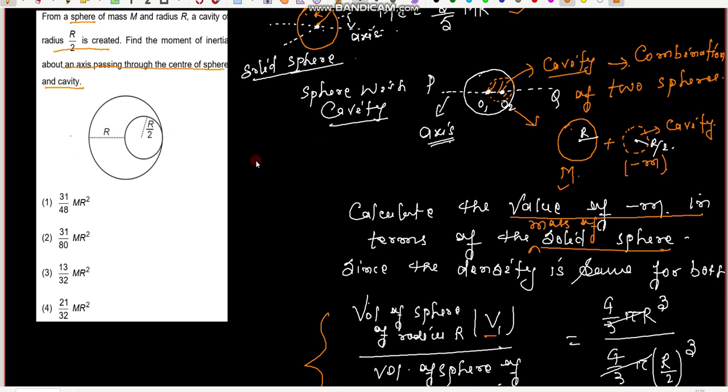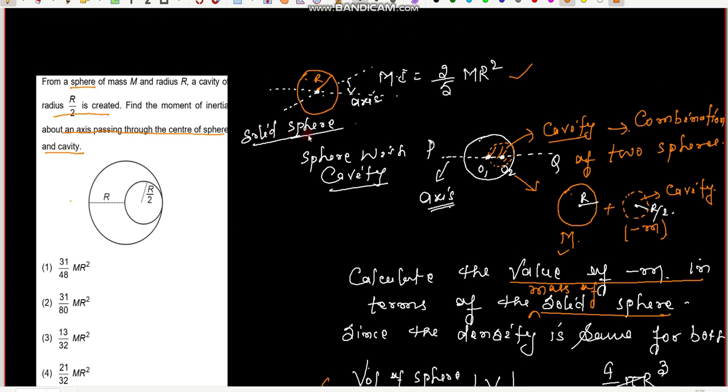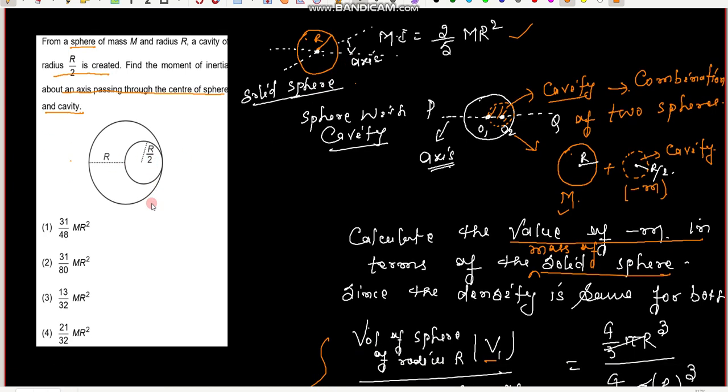Okay, now let's move to the cavity portion. What impact did the cavity have on the system? The cavity destroyed the symmetry of the sphere. Because of this, finding the MI will be difficult. So how do we re-establish the symmetry?